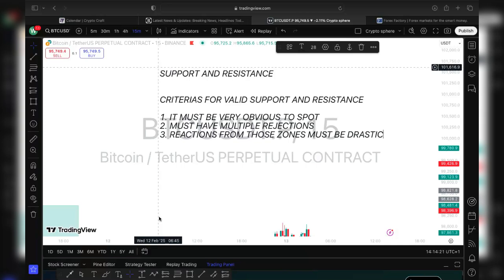You understand? They are willing to start buying. But once it gets to a resistance level, they are willing to start selling off from those zones. Hence, the reaction will be very, very drastic. So that's the third criteria.